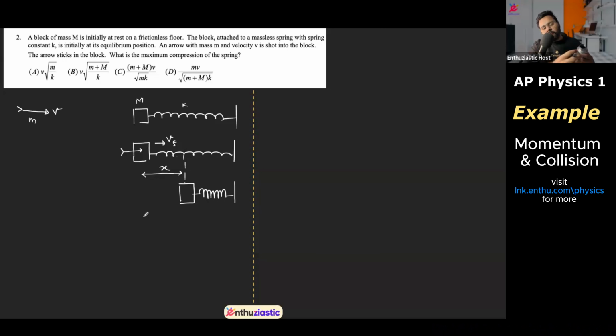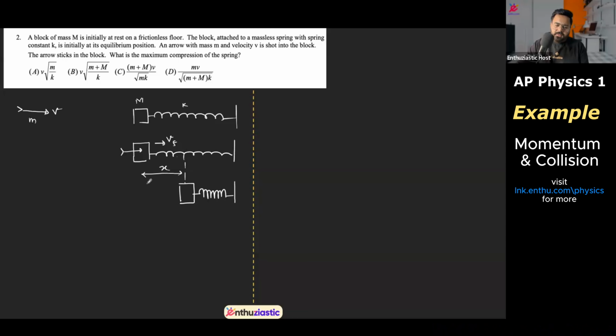So there are two things that we will have to use. One is called conservation of energy, which we need to apply. The other is called conservation of momentum. So we'll have to apply both conservations. Okay, so let's do it. How do we begin with this one?